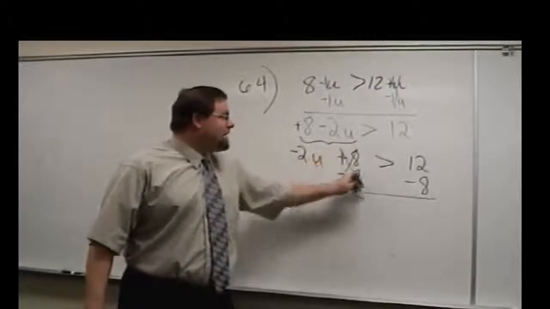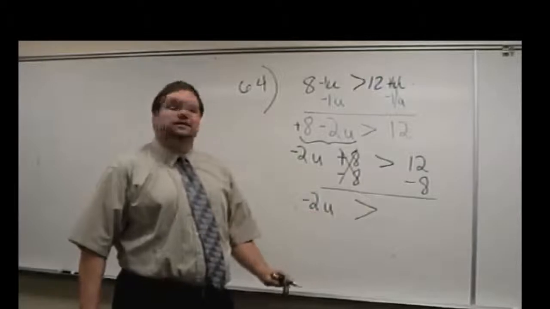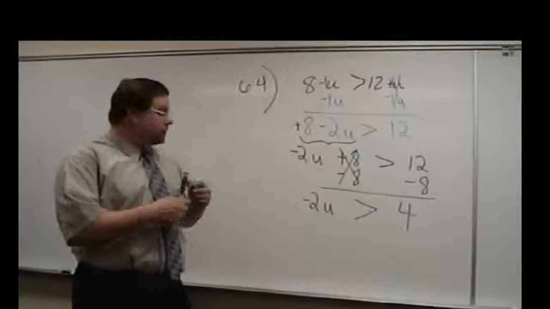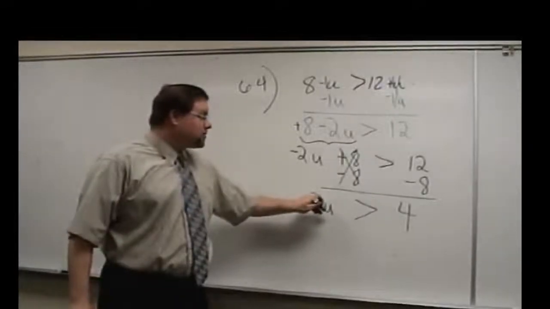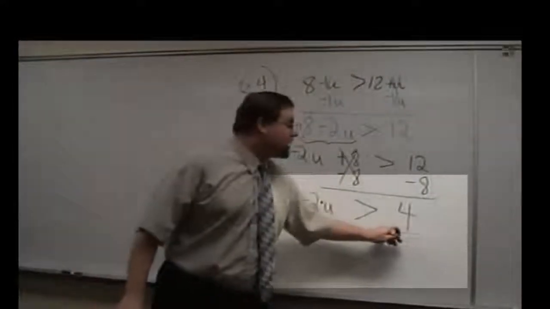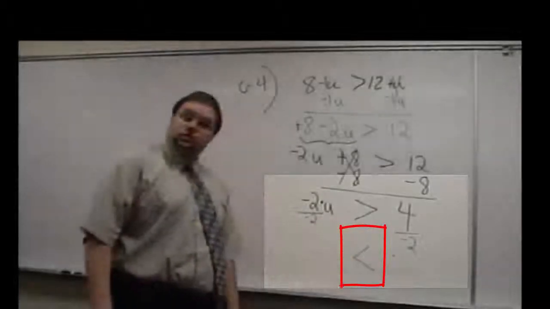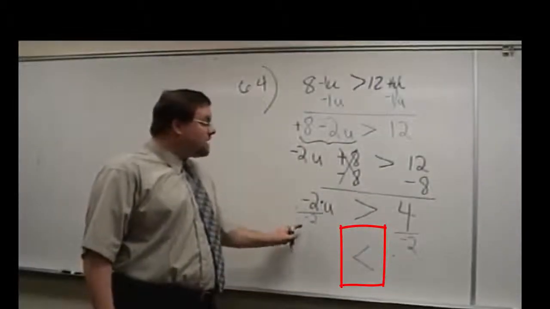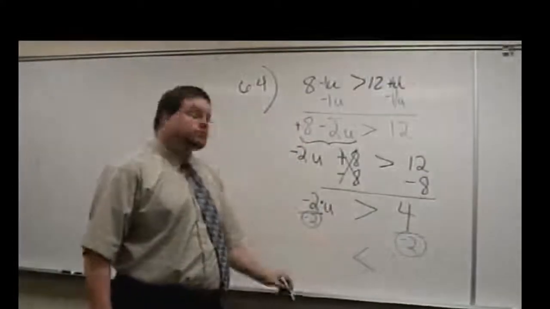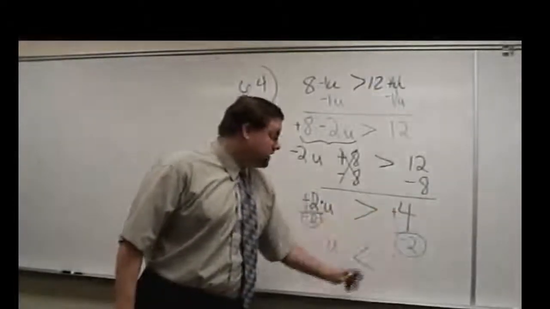Okay? So we have negative 2u is more than 12 minus 8, which is 4. And to get u alone, we have to do the divorce. So the opposite of multiplication is division. I'm going to divide both sides by -2. When you divide both sides by a negative, the inequality sign will flip over. Okay? But only when you multiply or divide by a negative. If I was dividing by a +2, the sign would have stayed the same. So I have u is less than +4 over -2, which is -2.